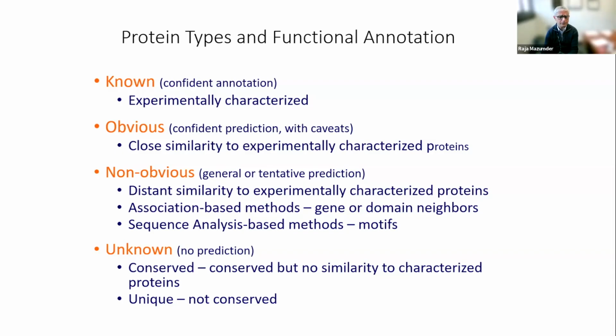Then there are non-obvious, general or tentative predictions. This happens when there is distant similarity to experimentally characterized proteins and the association-based methods. One has to do other types of bioinformatic analysis, gene or domain neighbors. You can do sequence analysis. You can look for motifs, functional motifs within the protein.